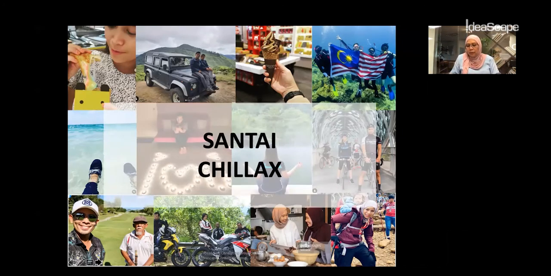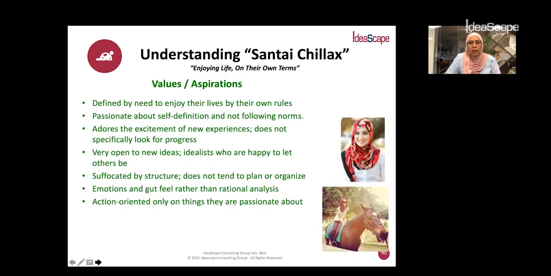And if there's anything you want to remember about Santai Chillax, it's all about, I do it my way. I don't want to follow other people. They are the opposite of Melayu tradition. Yeah? It's so not cool to be doing what your mom is doing. So they want to be defined by the need to enjoy their lives, by their own rules, on their own terms. They're passionate about self-definition and not following the norms. I'm different. I don't want to be seen like the rest.